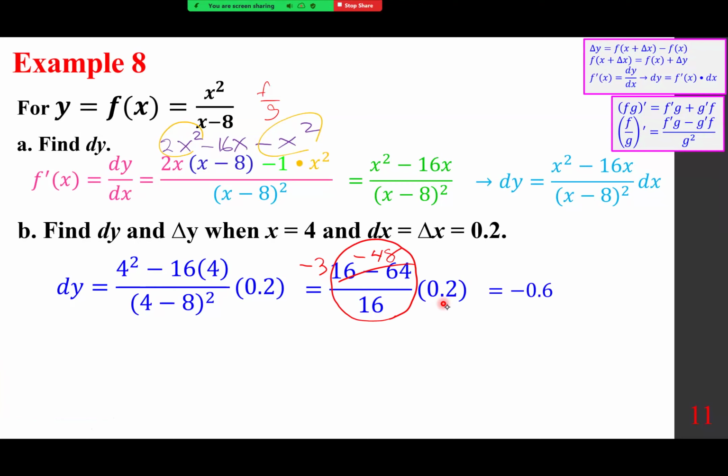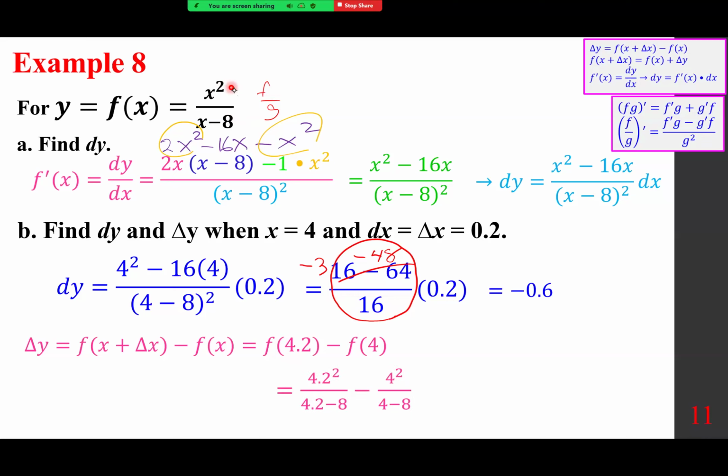For delta y, which is f of x plus delta x, it's f of 4.2 minus f of 4. This is basic math, elementary algebra. Go to the original function, replace the x with 4.2, you get 4.2 squared over 4.2 minus 8, minus, replace the x with 4, 4 squared over 4 minus 8. Now either do it by hand or use a calculator. You get 17.64 over negative 3.8 minus 16 over negative 4, which is negative 0.6421.